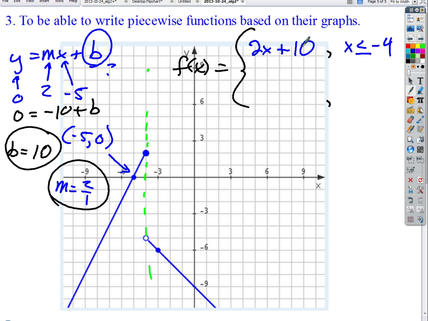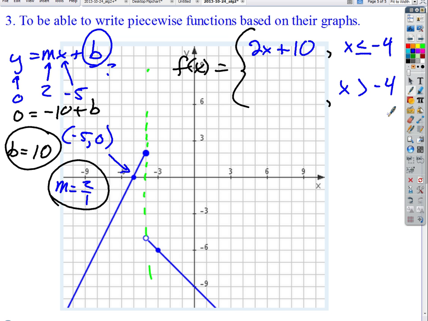Okay, now the right one is easy. Right one's a piece of cake. What's the domain of this one? Well, it's everything to the right of, but not including, negative 4. So how do I say that? x is greater than negative 4.